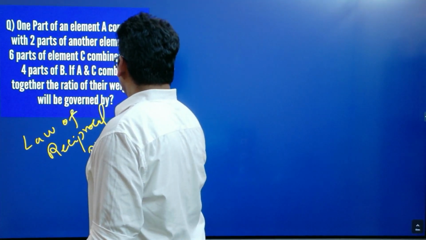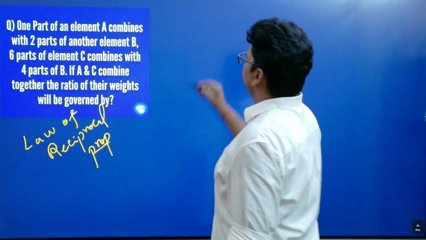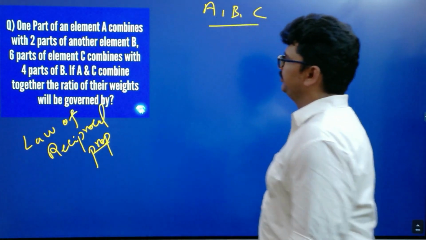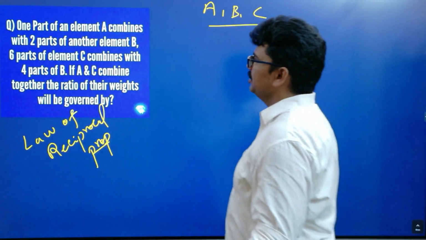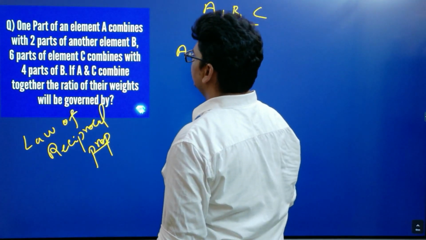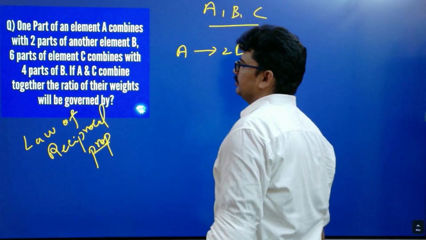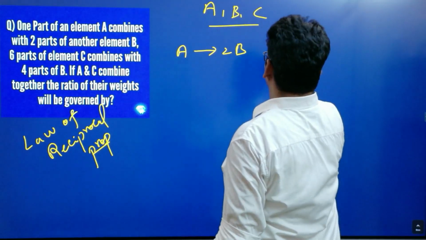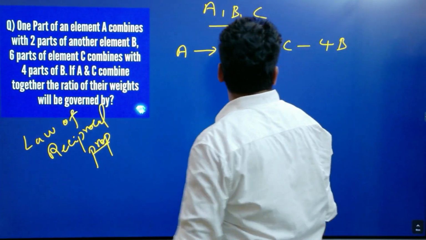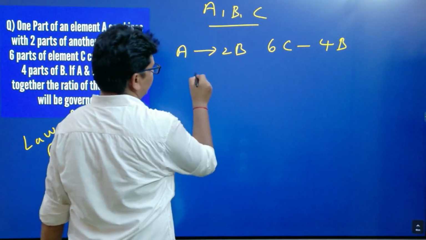So, the law of reciprocal proportion. Let us discuss in detail. There are three elements A, B, C. A is combined with two parts of B, and 6 parts of C is combined with 4 parts of B. Now I will take B as fixed.